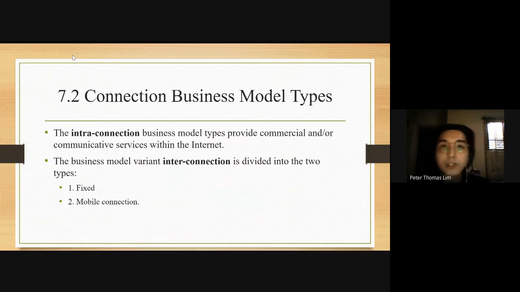So, as mentioned in the previous slides, the interconnection business model provides commercial and/or communicative services within the internet. So within this business model type, a distinction can be drawn between the community area and the technical internet services. In this context, the community can be further differentiated into sub-business models, such as social networks and social messages.